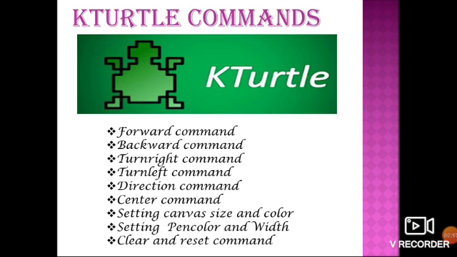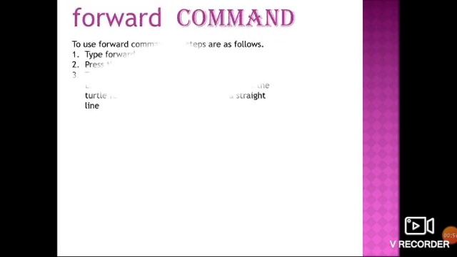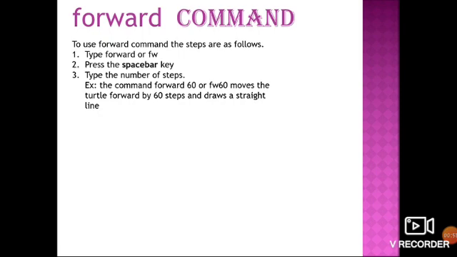So children, today let us start the first session with forward command. You already studied about forward command a little bit in the last chapter. To use forward command we have to follow certain steps, that is type forward or FW, and then press the space bar key and then type the number of steps we need to move the turtle forward. If you type forward 60 or FW 60, then the turtle moves by 60 steps in the forward direction, and then draws a straight line.